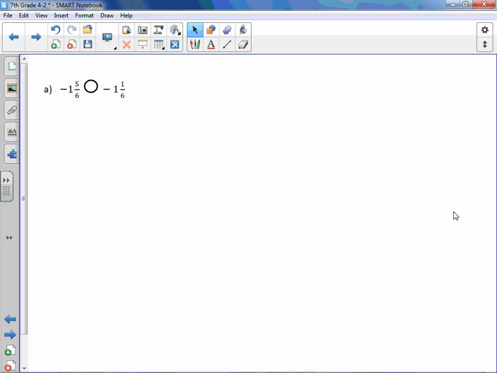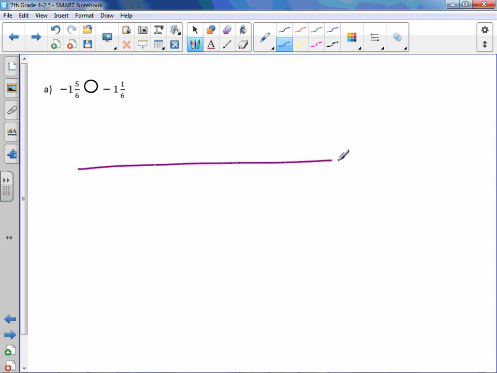So when we're comparing negative 1 and 5/6 versus negative 1 and 1/6, we are dealing with negatives. So if it helps, think of a number line. If this is 0, and we have negative 1 and negative 2. And let's see, 1, 2, 3, 4, 5. So let's say negative 1 and 1/6 would be here. And this one would be negative 1 and 5/6.